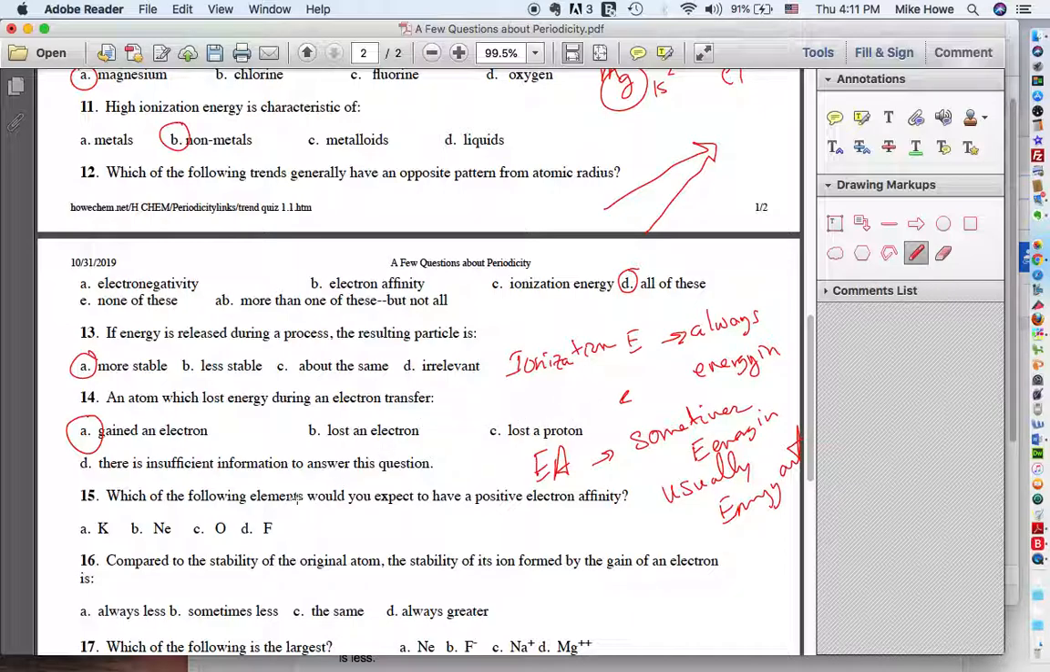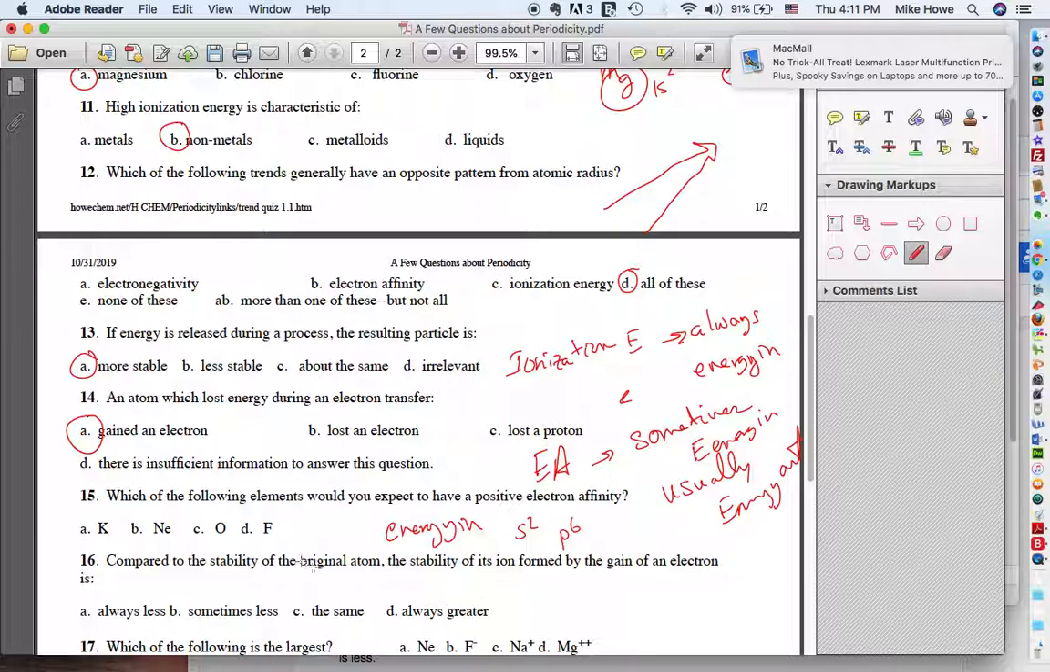All right. 15. Which one has a positive electron affinity? That means energy in. Positive electron affinity means energy in. So that would require an S2 or a P6, and none of these fall into that category. Oh wait, one of them does. So which one falls into the P6? Neon does. Potassium is an S1. Be sure you understand this language. This is a P6. This is a P4. This is a P5. So the P6 has a full P sublevel, requires energy to stick.